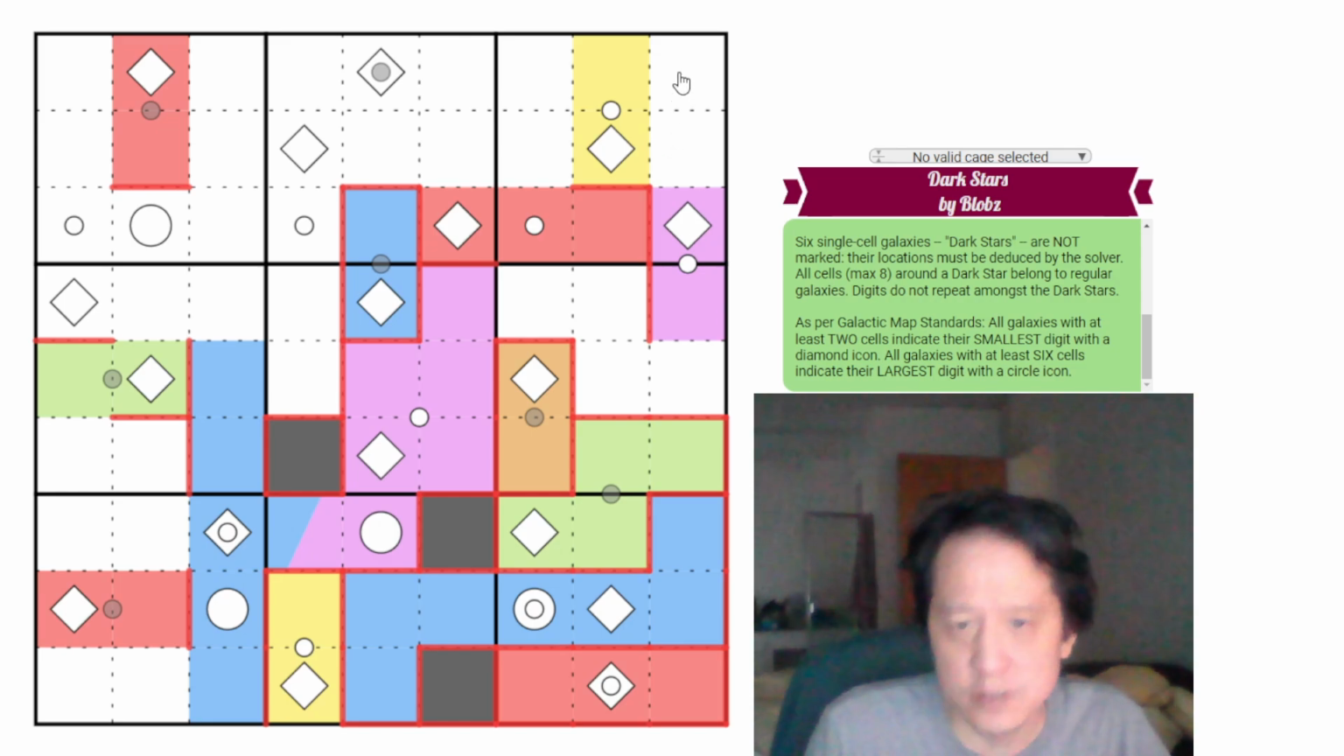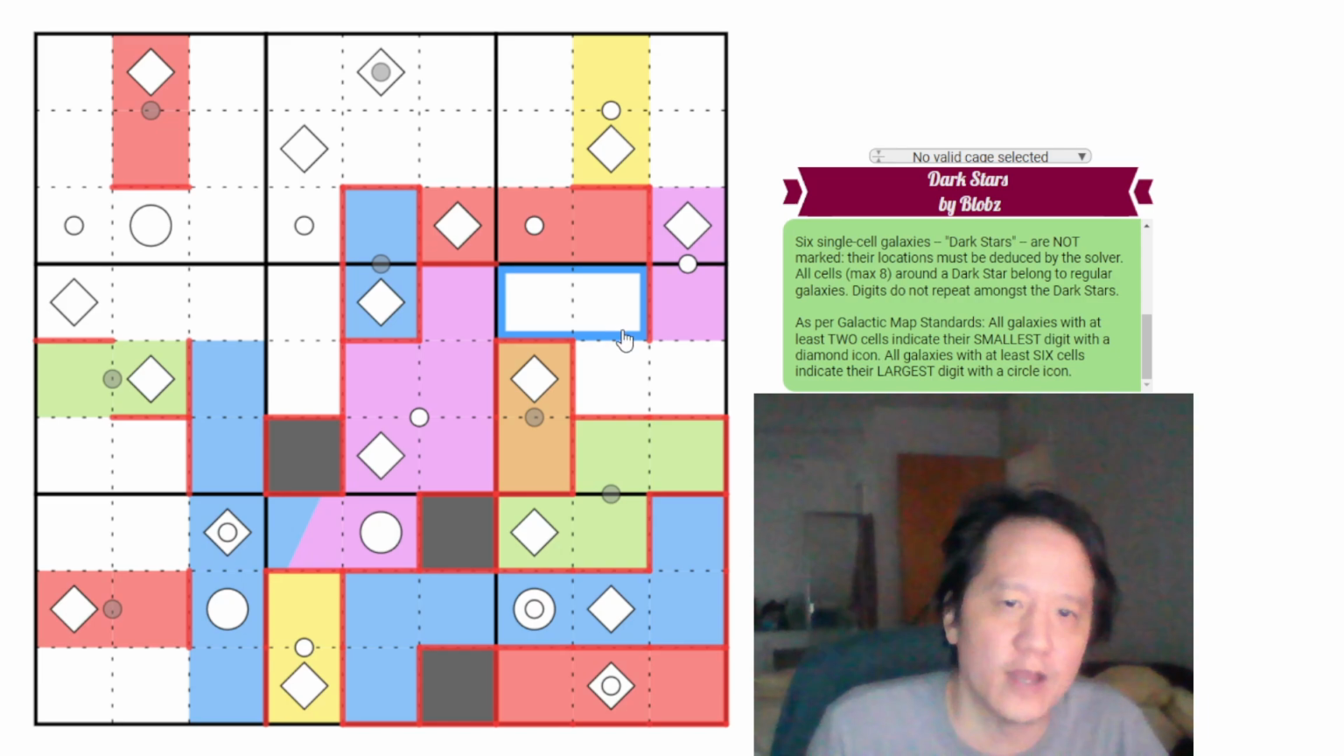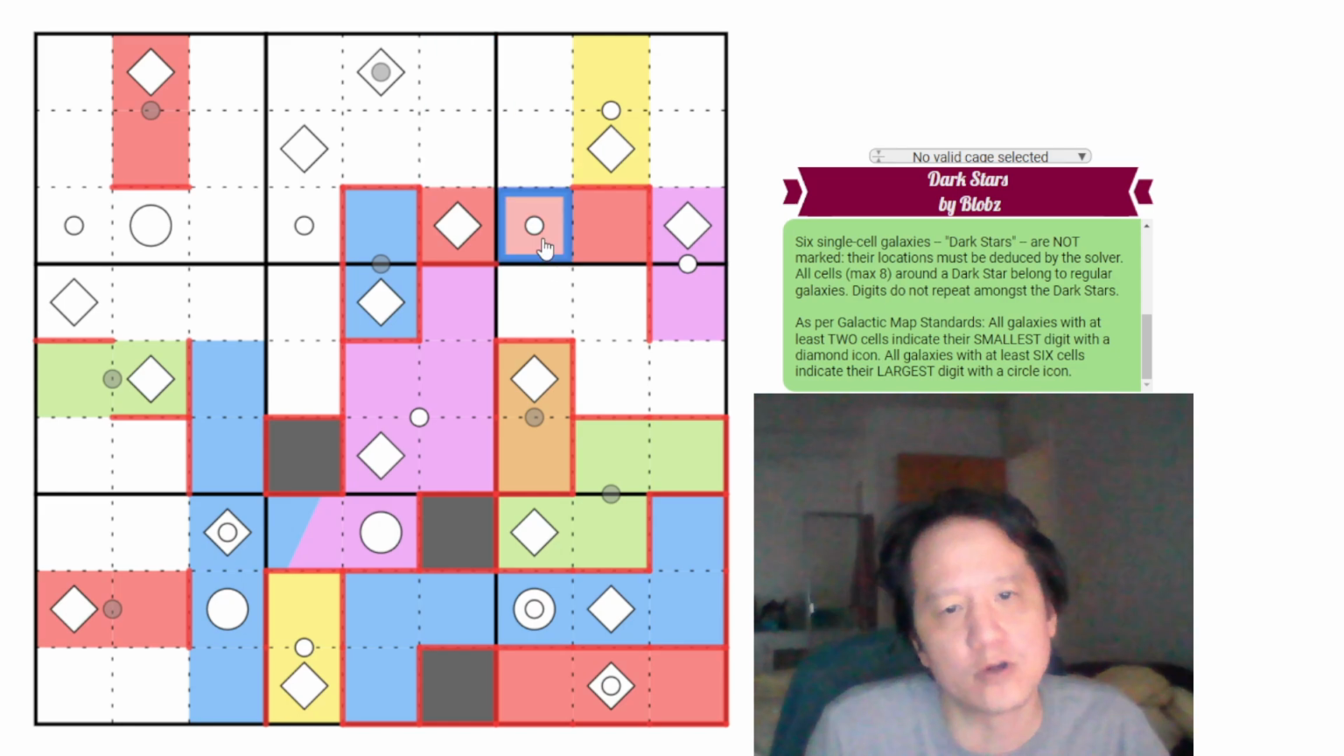So this cannot be pink. No, one of these two is pink. Okay, there's too many. Okay, so if this is a dark star, okay, so this cannot be more than 7. So it can only take, so we have 3 already. If we added 3, this would have to be 3 also. So that does not work.